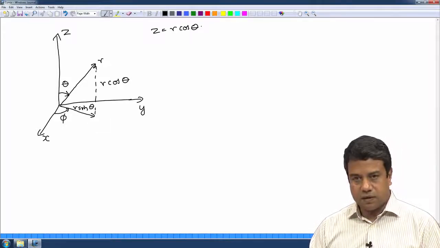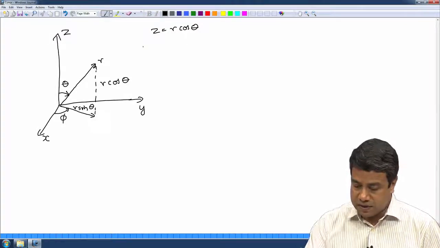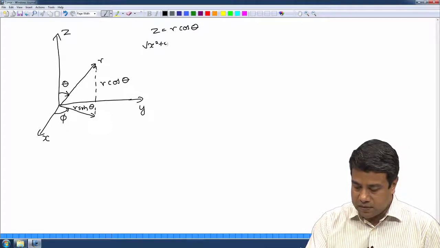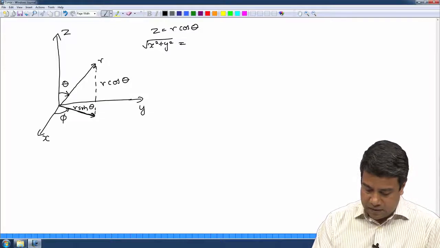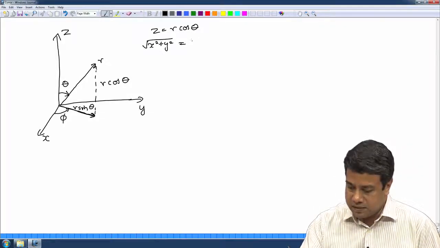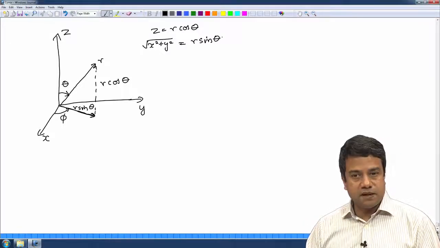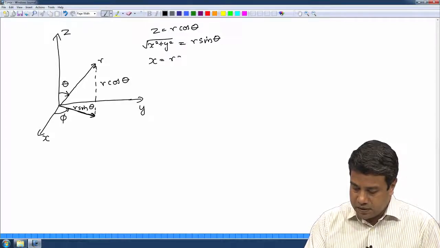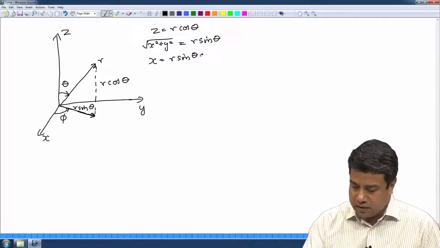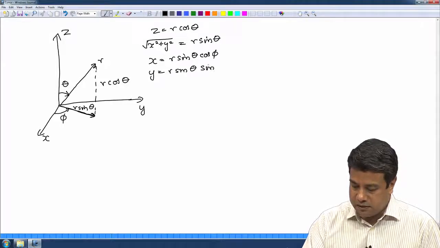The projection along the xy plane is basically root of x square plus y square. That is the length of this line of the projection along the xy plane, that is equal to r sin theta. And this makes an angle phi with the x axis. Therefore, x will be equal to r sin theta cos phi, y will be equal to r sin theta sin phi.